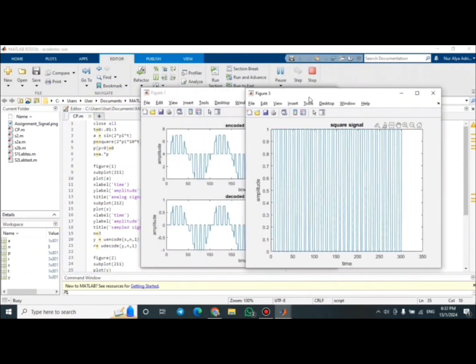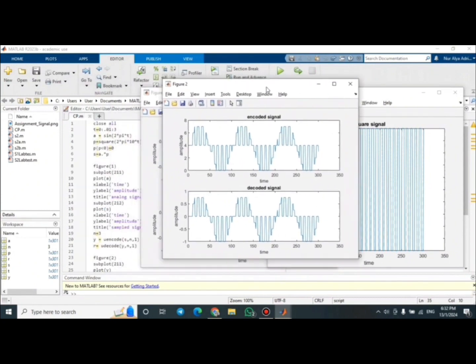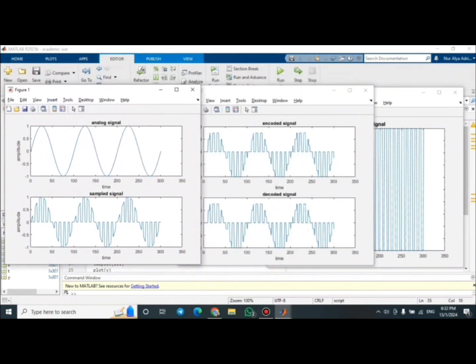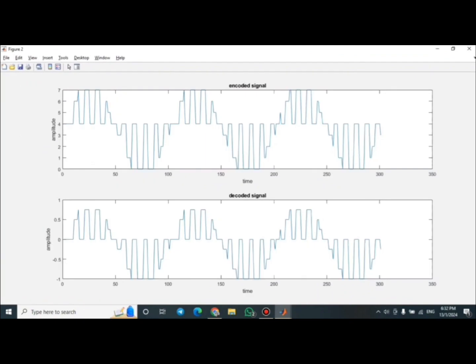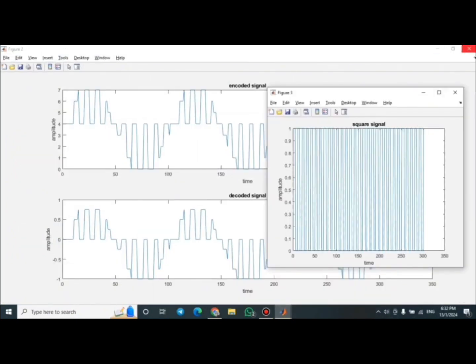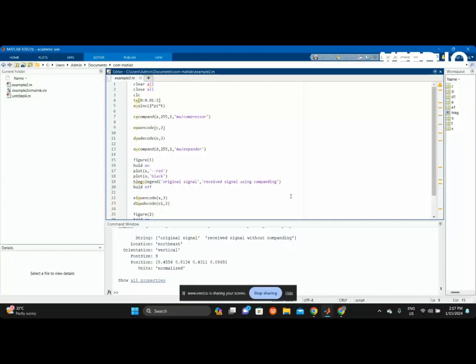This is figure 3, which is the square signal. And this is figure 2, the encoded and decoded signal. And this is the analog and sample signal. The analog and sample signal are the same, the amplitude is the same. While for the encoded and decoded signal, the amplitude on the negative side is higher than the upper one. And this is the output for the square signal. So this is all the output for the signals.